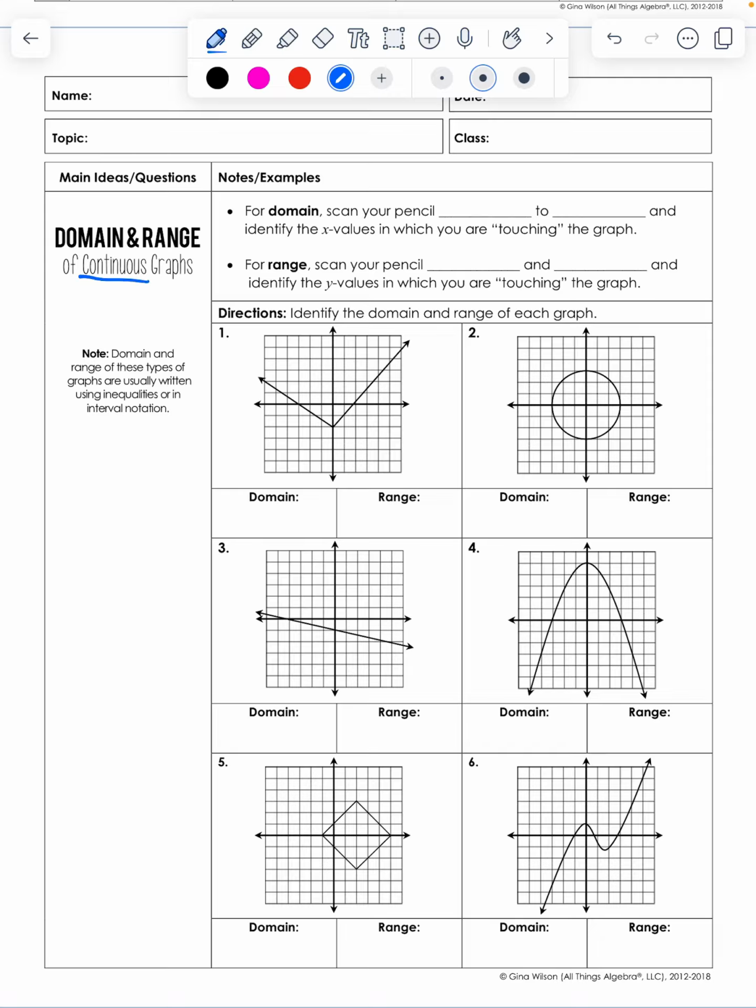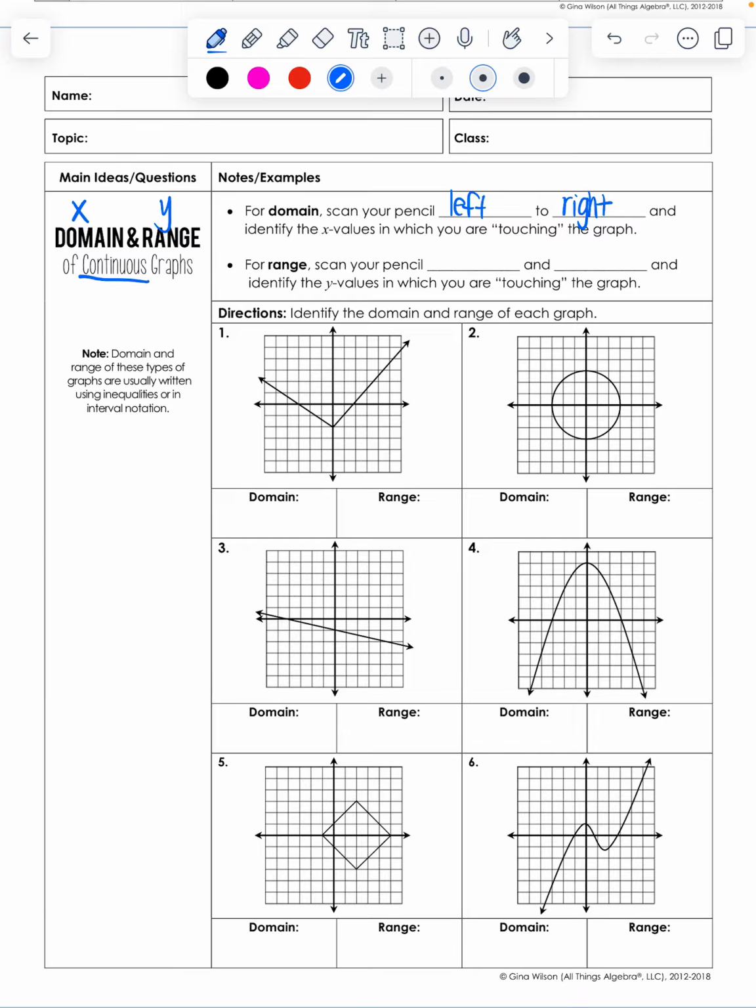Now let me remind you that the domain are your X values, range are your Y values. So for domain, you scan your pencil left to right, and identify the X values in which you're touching the graph. So you look at it from an X perspective, left to right. You're looking at what X values, quote unquote, work for the graph.